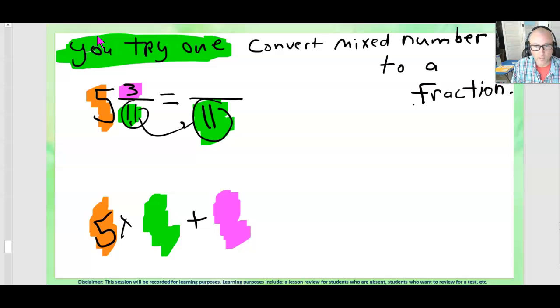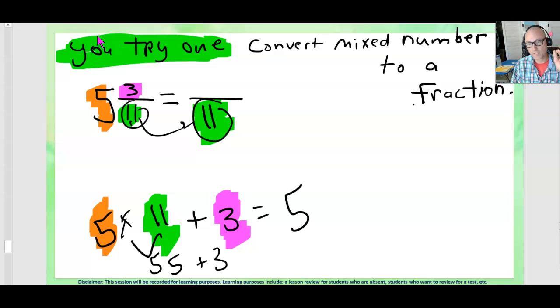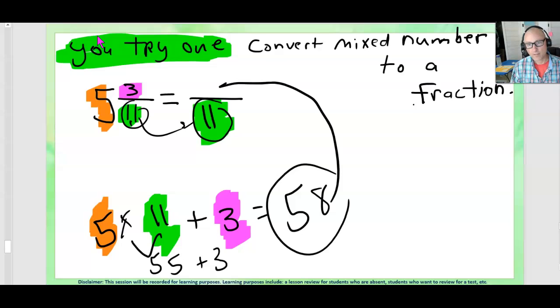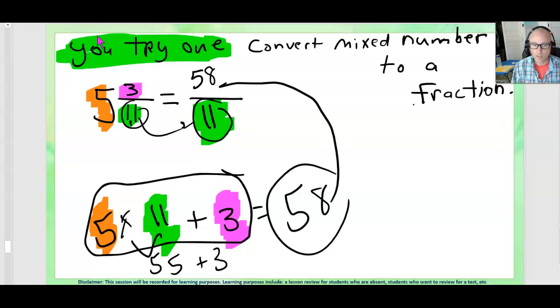Okay, so we're going to plug it in. 5, plug in the formula. 11, 11. And then 3, what do you get? 5 times 11 is 55. Now still add the 3 to that. 55, 56, 57, 58. 58 goes on the top. Is that what you got? 58 is our new number, which is the formula right here. So let's just check.